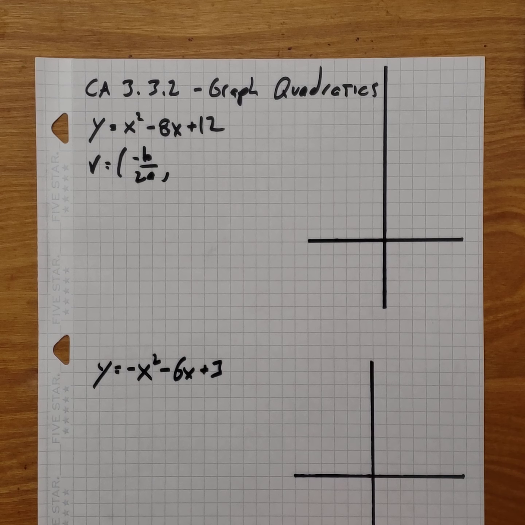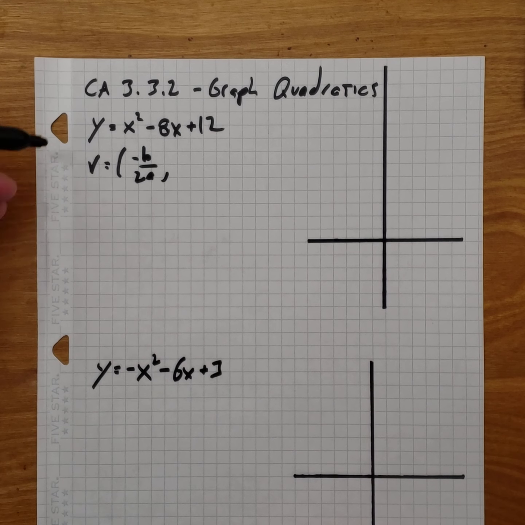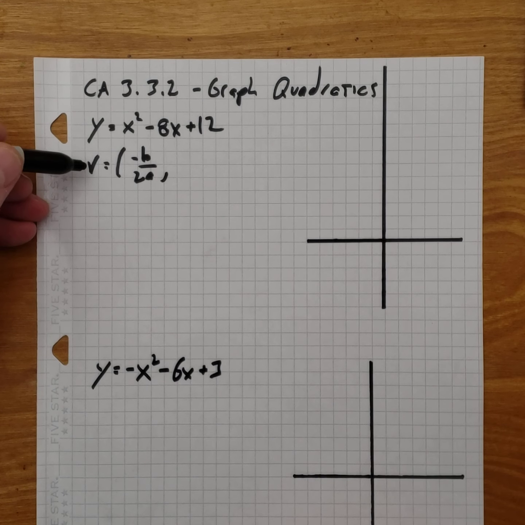We need to make sure we've got the vertex, we've got the y-intercept, and we've also got the x-intercepts if there happen to be any. Not all parabolas have x-intercepts. So start with the vertex.